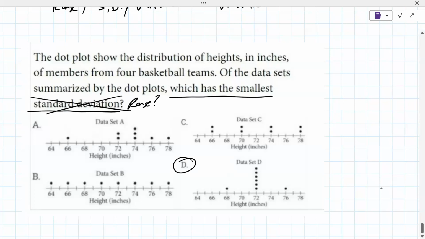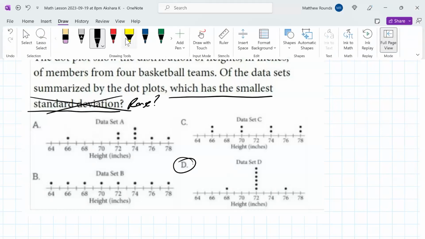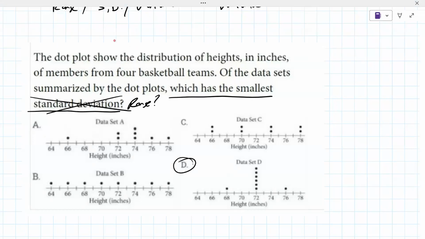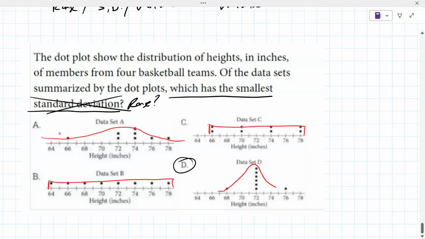Yeah. All right. Now, why does this have the smallest standard deviation? It's kind of true what we're doing. If we were to draw a curve to give the shape of each of these, this one's uniform. This one's also uniform. This one you could see has the least amount of spread in it, which is the answer.